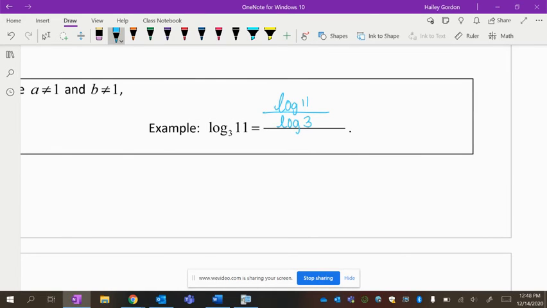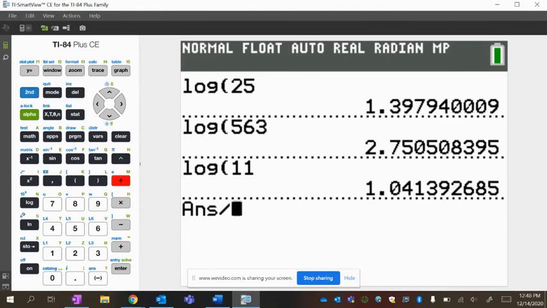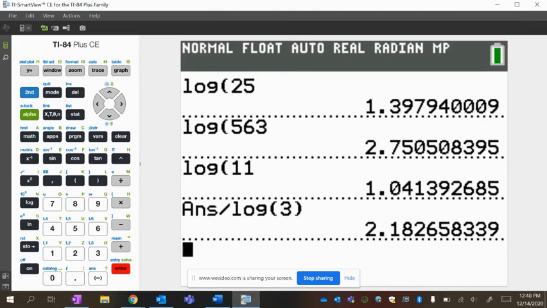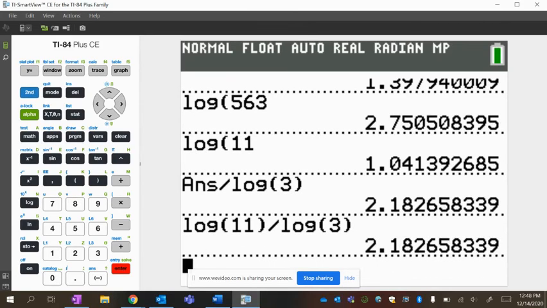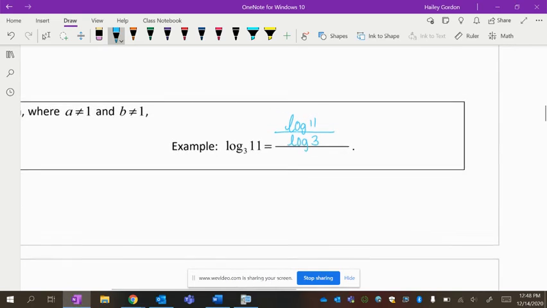Now, this can be used in your calculator as well. What I do is I say log 11 and then hit enter, and then I divide it by log 3 and hit enter. You can do it all at once and do log 11 divided by log 3, but you just have to be careful. Make sure you close your parentheses. So this one would give me 2.1827, and so on.